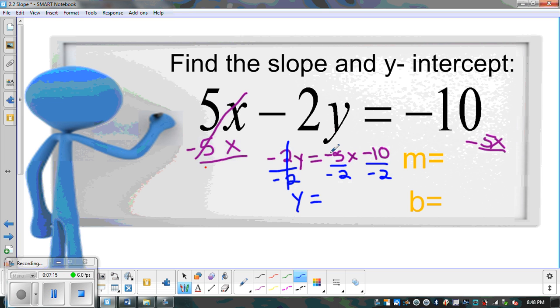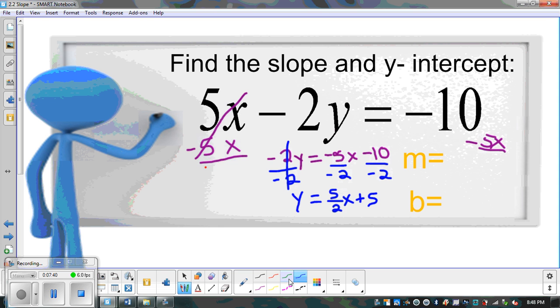Now let's reduce our fractions. A negative divided by a negative is a positive. 5 over 2 cannot be simplified. We do not want to change it to a mixed number because we want to rise 5, run 2 when we graph later. A negative 10 divided by a negative 2, a negative divided by a negative is a positive, and 10 divided by 2 is 5.